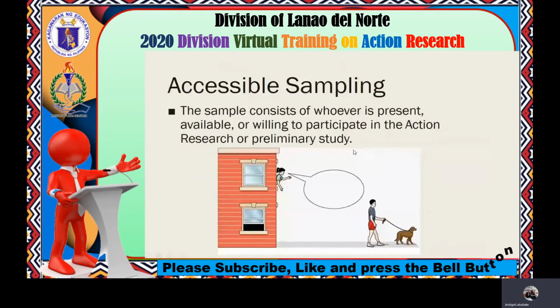Next is accessible sampling. In accessible sampling, the sample consists of whoever is present, available, or willing to participate in the action research or preliminary study. Actually, this is not a recommended sampling procedure because the sample is not random, and therefore may not fully represent the accessible population. There is some challenge to the researcher in terms of generalizing the findings to the population.